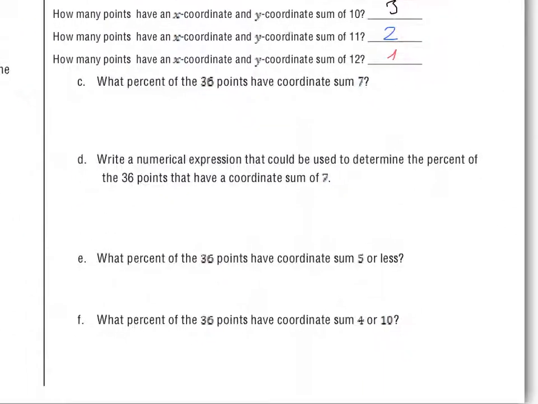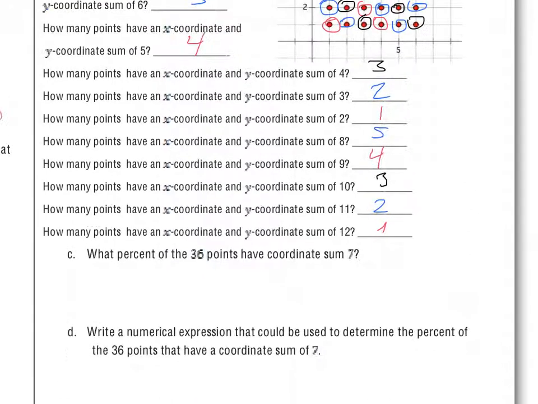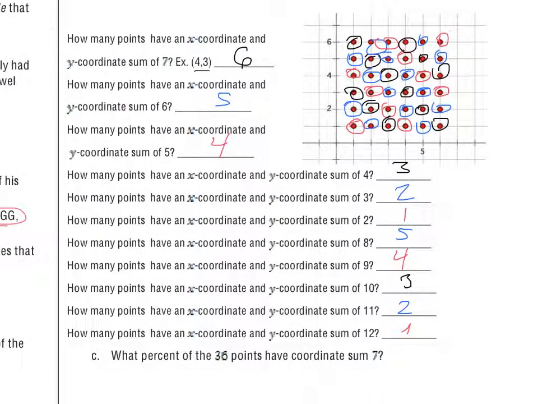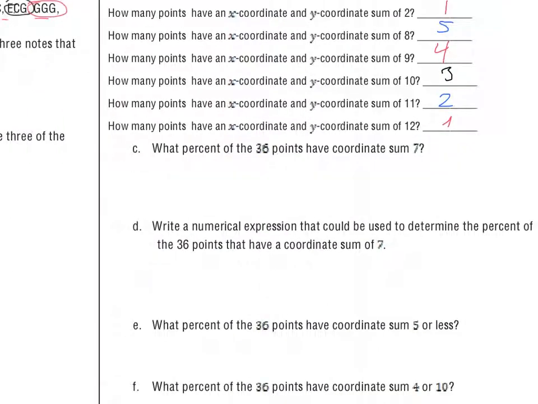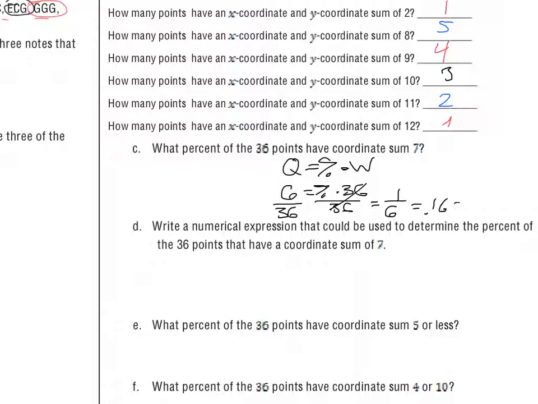Alright, so that's going to help us answer the question, what percent of the points have a sum of 7? So we said that there were a total of 6 different combinations. Quantity is equal to percent times whole, where there are 6 combinations of 36. That is going to be the same thing as 1/6, which is going to be 0.166 repeating, or 16.6 repeating percent.